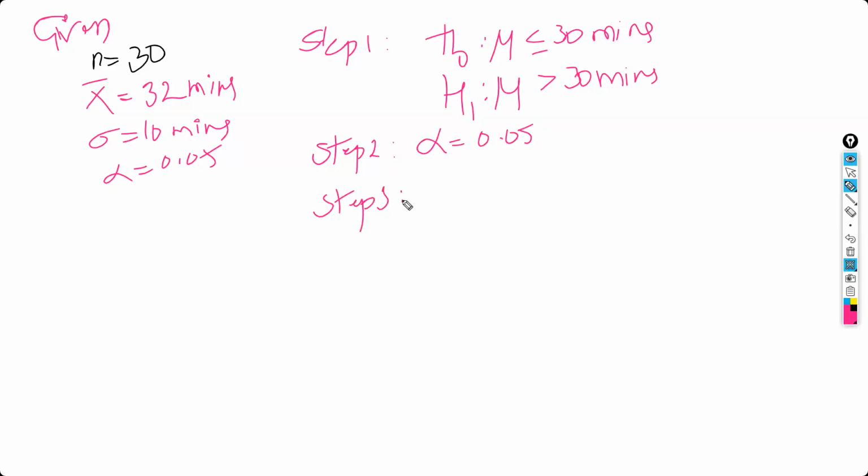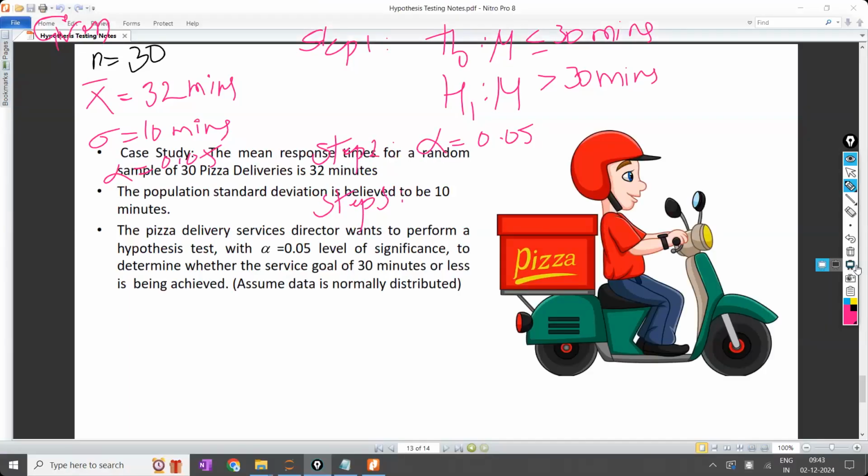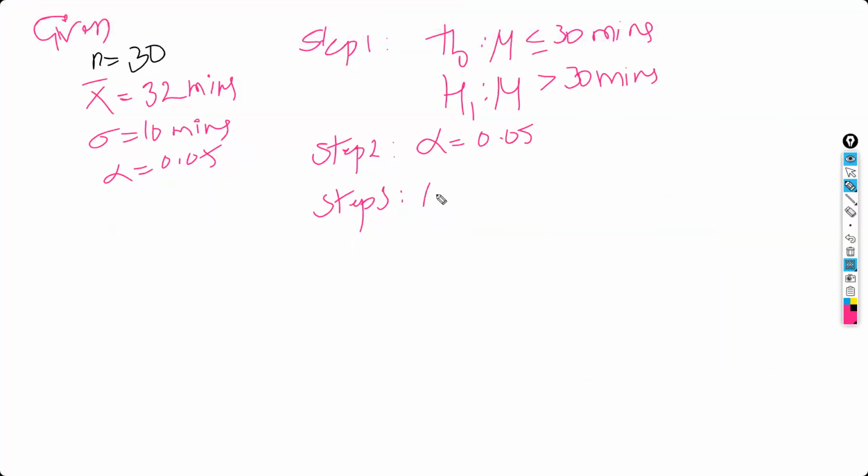Now, what is the answer for this? It is normally distributed. Why? Directly in the question itself, they have given that the data is assumed to be normally distributed. If they had not given it also, because data was not given, obviously we have to assume the data is normally distributed only. Data is normally distributed.